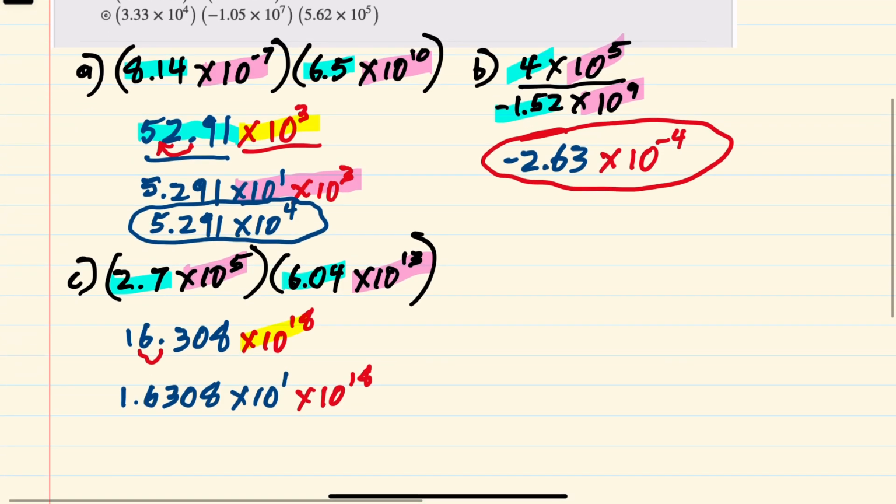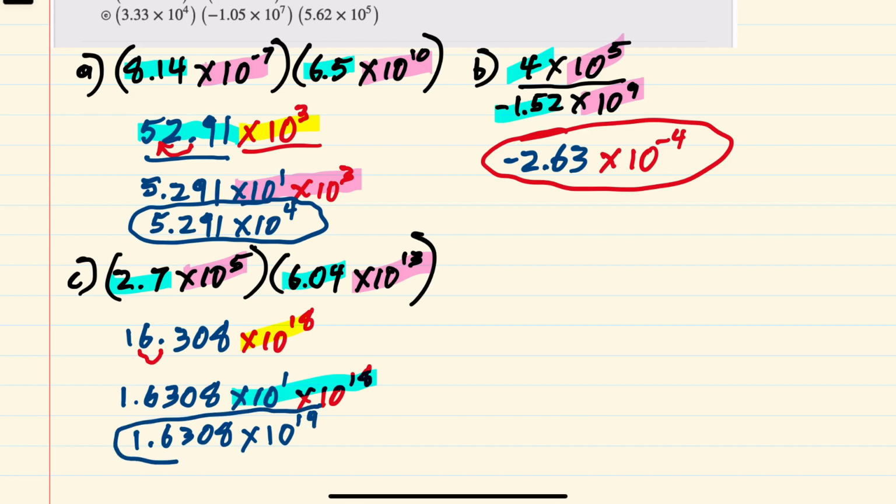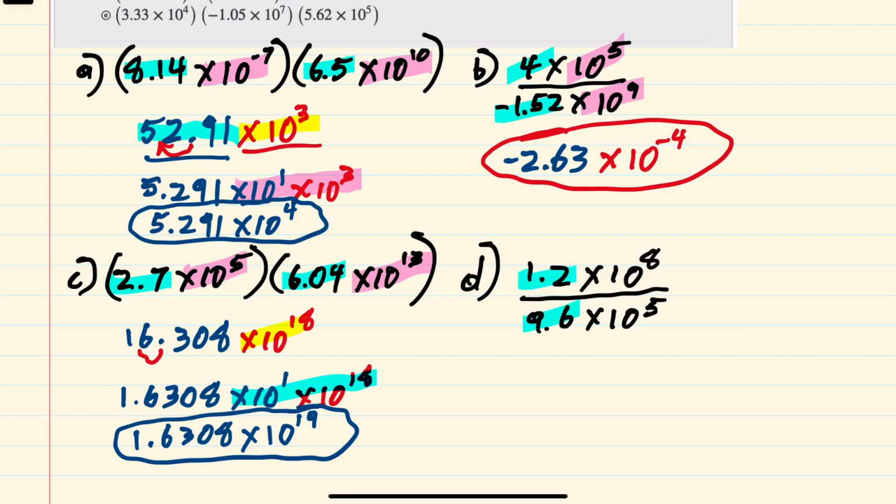In one additional step, these two 10 to the exponents can be combined. We would keep the base, add the exponents, 10 to the 19th. This is our scientific notation solution. For D, we're again dividing, so I'm going to write it as a fraction. The first part's being divided, 1.2 divided by 9.6 gives me a 0.125. The second part's being divided gives me a 10 to the power of the top minus the power of the bottom. 8 minus 5 is 3.